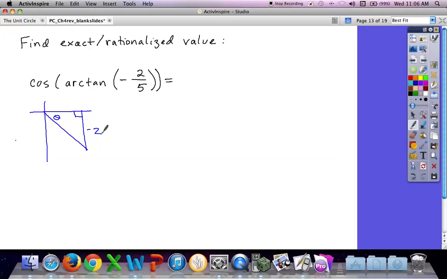Negative 2 and 5, right? So make sure you get the sign correct. That negative just shows in front of the fraction. You have to understand it must go with the y because it's below the middle, right? And then you have to find this, we'll call r. R is the square root of 5 squared plus negative 2 squared. R equals square root of 29.